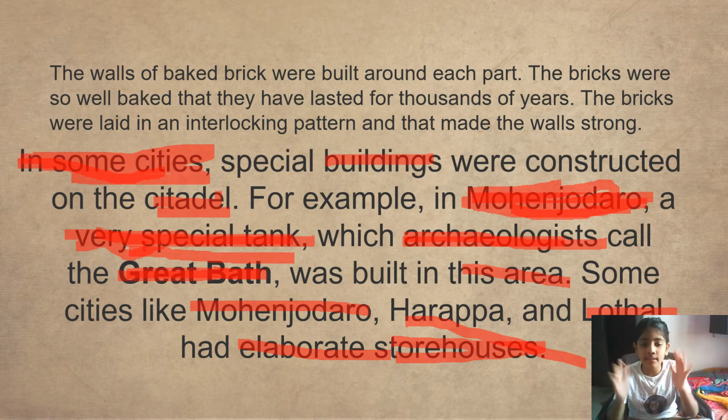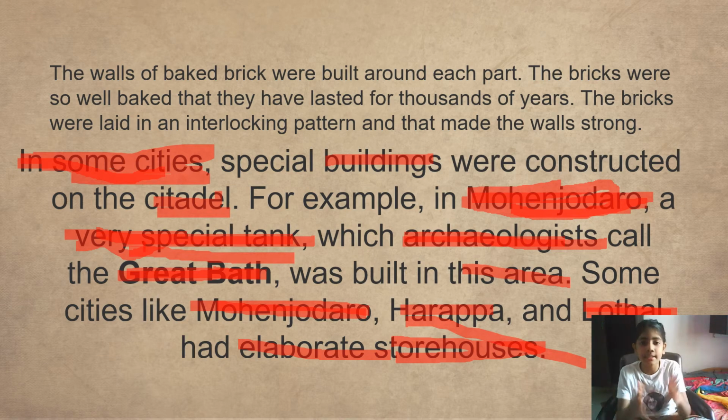Let me remind you, because we forget: we are discussing the topic of what is special about these cities. These Harappan cities. Mohenjo-daro is a Harappan city, Harappa is also a Harappan city, and Lothal, Gujarat, is also a Harappan city.